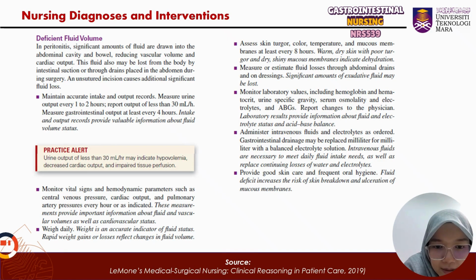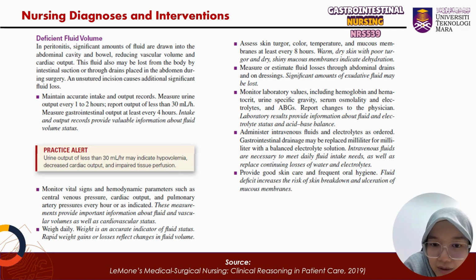These measurements provide important information about the fluid and vascular volumes as well as the cardiovascular status of the patient. The third one is to weigh the patient daily as an indicator of fluid status of the patient. And then we need to assess the skin turgor of the patient, the color, temperature, and also the mucous membranes at least 8 hourly, during every shift. Warm and dry skin with poor turgor and dry shiny mucous membrane indicate dehydration.